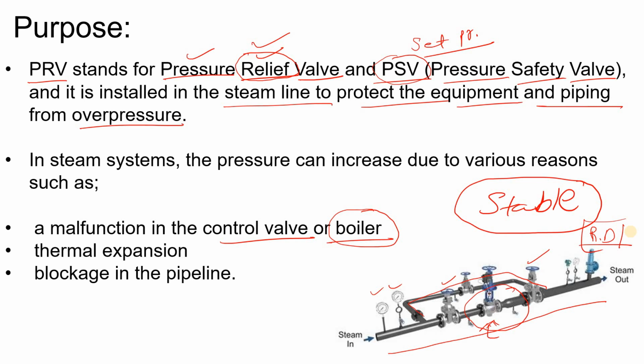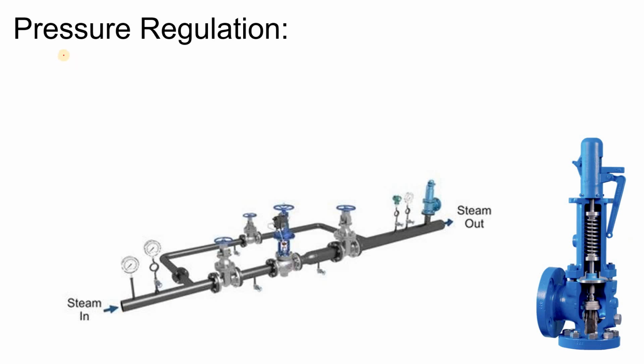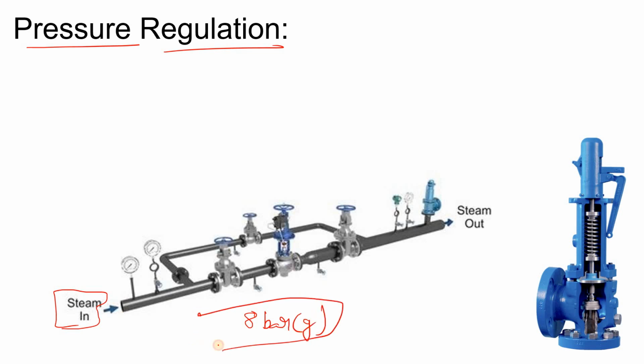Now, what is the purpose of using the PRV and PSV? What are the main purposes? The first one is that it regulates the pressure. As I told you, let's suppose from your boiler or from the turbine you got the steam at the battery limit and the steam is at 8 bar. But now in your system, for example, you are using steam as a preheater, you want to heat something, and in that system you want steam at 3.5 bar.